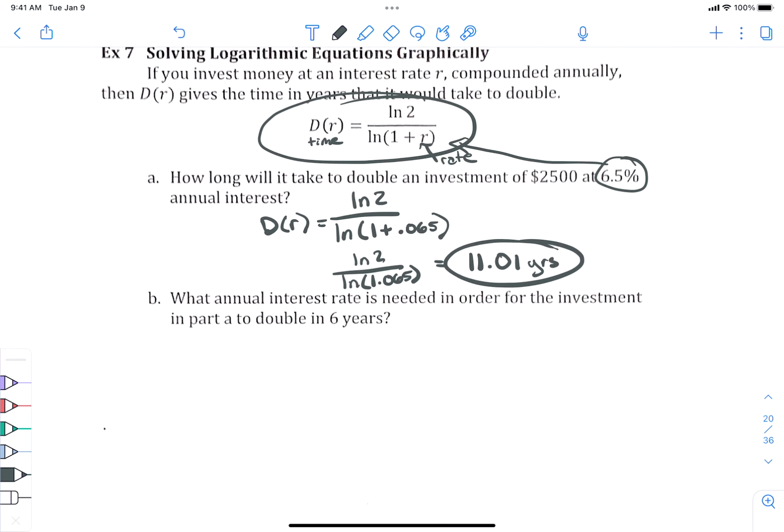What annual interest rate is needed in order for the investment to double in 6 years? Now we're finding R. 6 is the D of R, right? Okay, now let's talk about this real quick. If we're doubling in 6 years, do we need a higher interest rate or a lower interest rate? It's got to be a lot higher because it's doubling faster than 11 years, right?